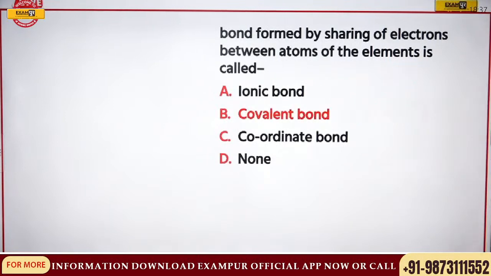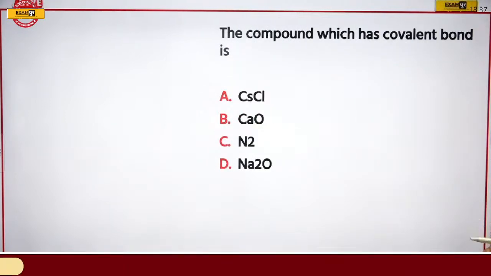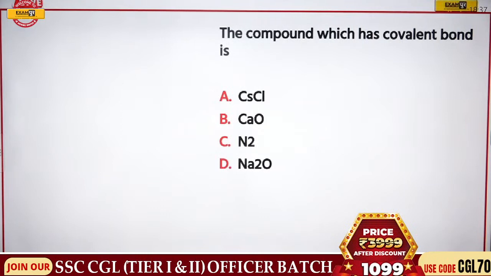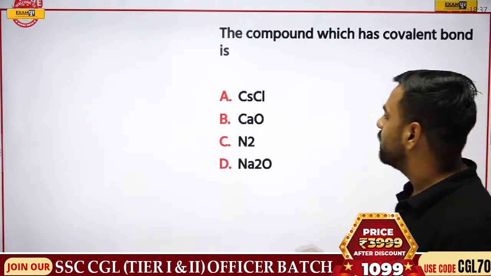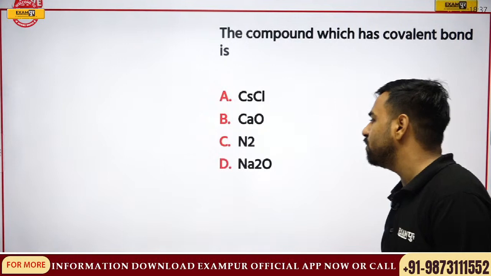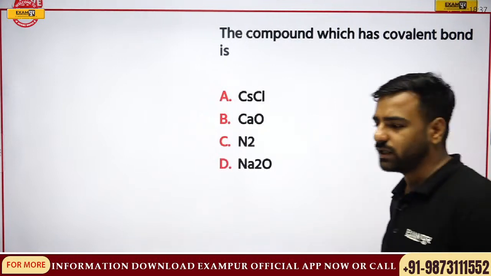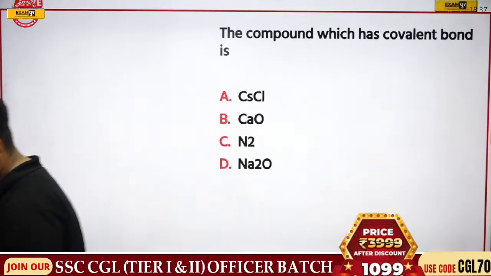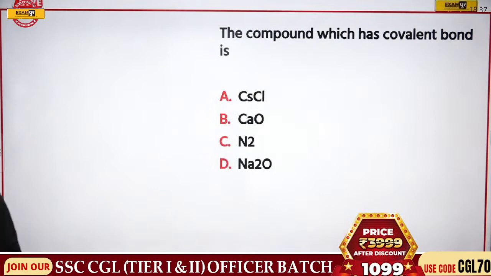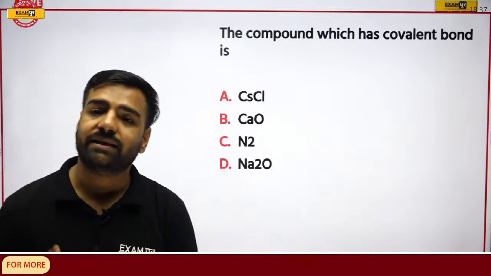The next question is, the compound which has a covalent bond is dash. Can you tell me? It's very simple, we have totally understood about this, right? Is it CsCl, CaO, N2 or Na2O? What is the correct answer for this, Vikramaditya? Answer please. And others who are there in the session, kindly like it and share it, and please start giving comments.